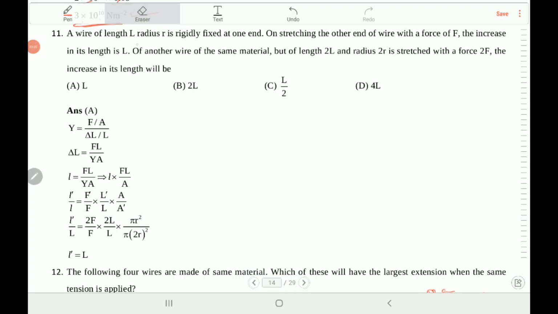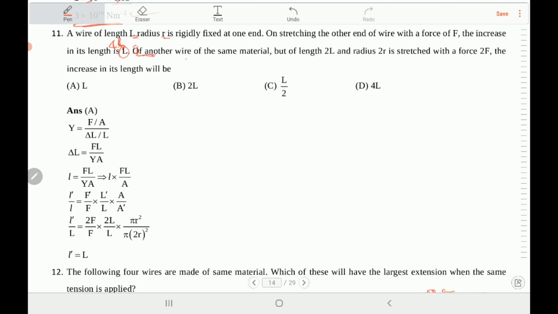A wire of length L and radius R is rigidly fixed at one end. On stretching the other end of the wire by force F, the increase in length is L. Delta L is L. You take this delta L. This term is delta L. While reading the formula, you have to collect data like this. Delta L is L and L is L only. Radius R, force F. Next he says, continue from here.